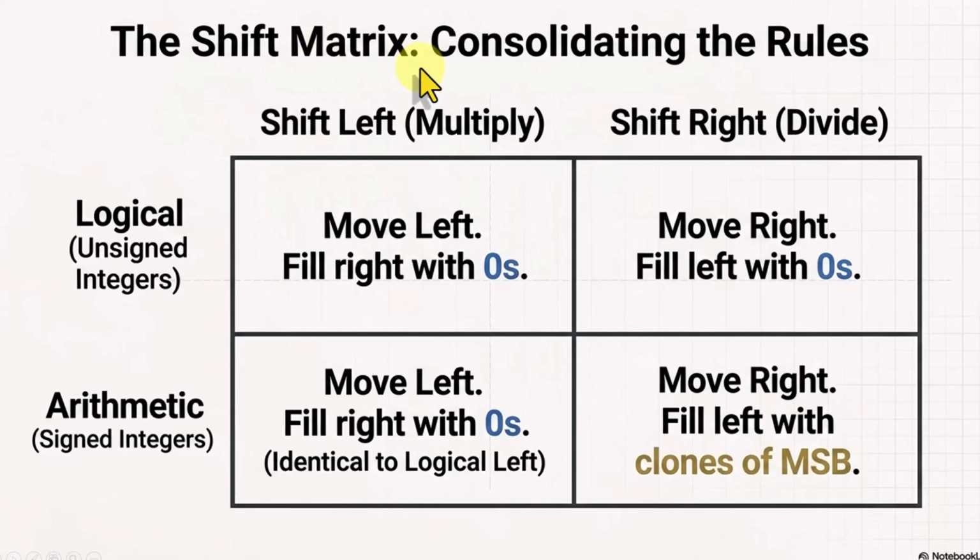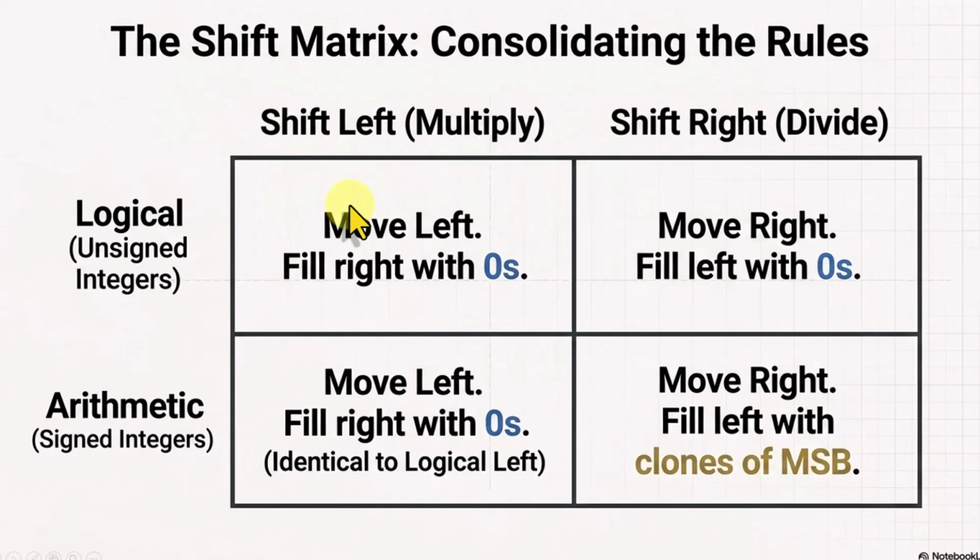So the shift matrix, consolidating the rules. We have two types of shifts, logical and arithmetic. Logical is used for unsigned integers. Arithmetic is used for signed integers. And then we have shift left and shift right. Shift left is used for multiplication, and shift right is used to do division.